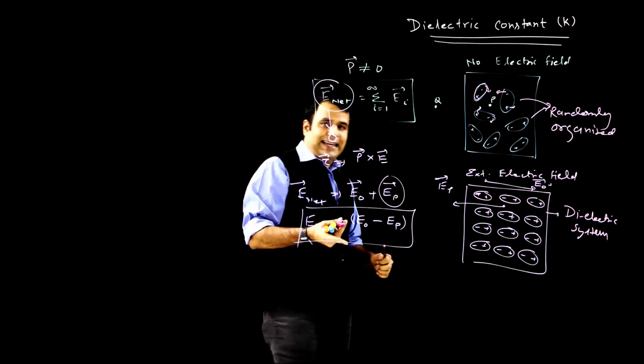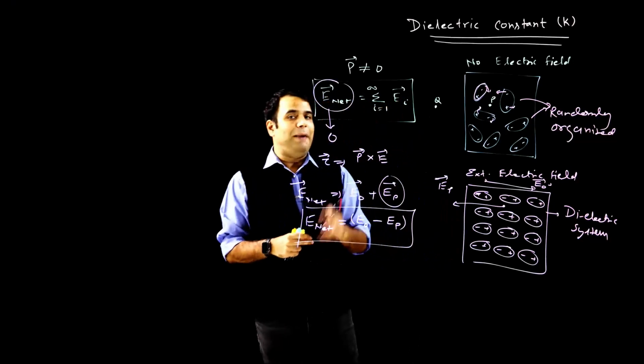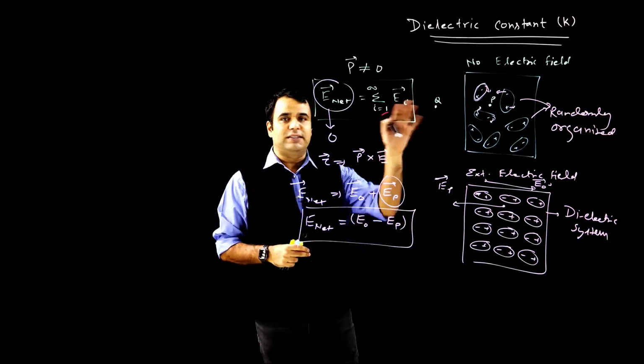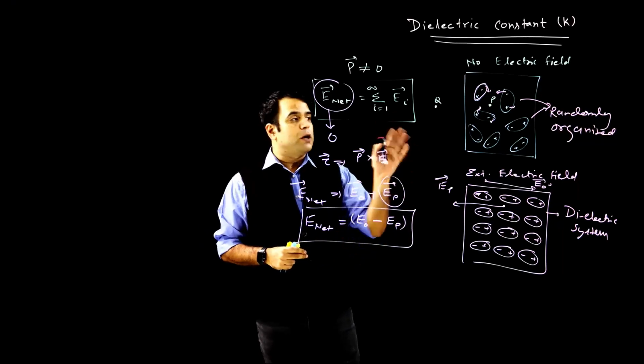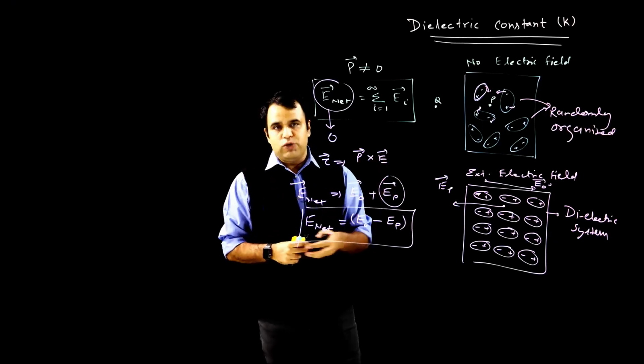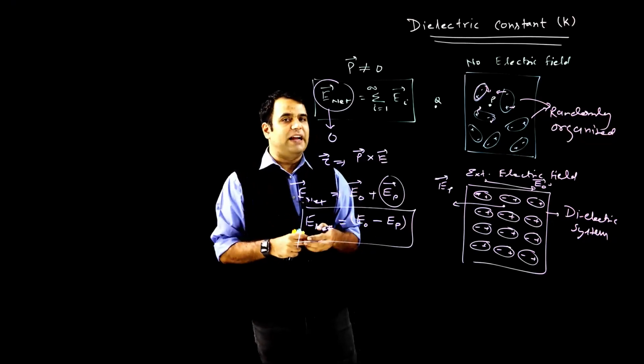Now you see, the E naught, the external electric field we are generating, we know the magnitude of that. And the polarizing field which is being generated here will depend upon the system. It will depend upon the properties of the system, what kind of structure is there, what kind of material you are using, because it's not like there is only a single dielectric. There are multiple types of dielectrics.